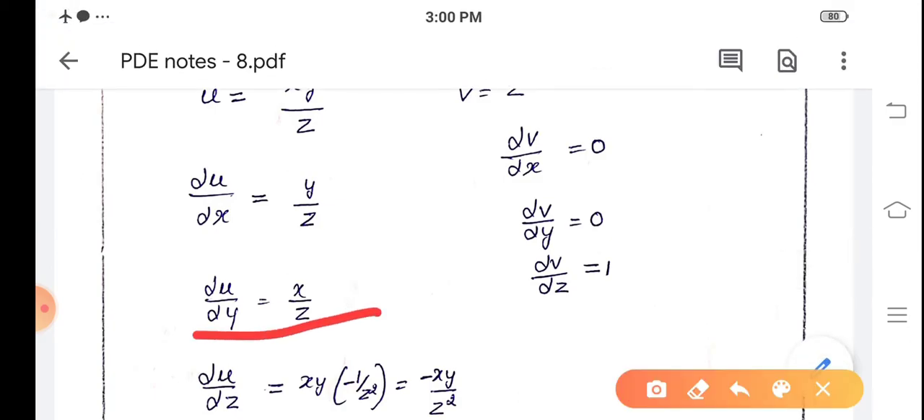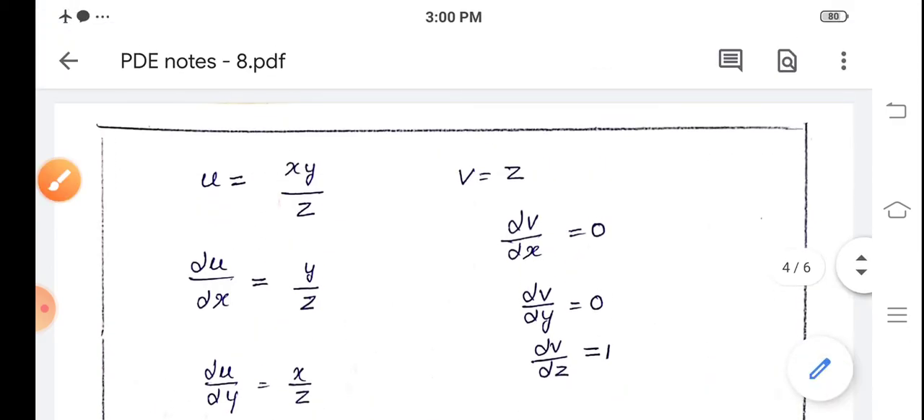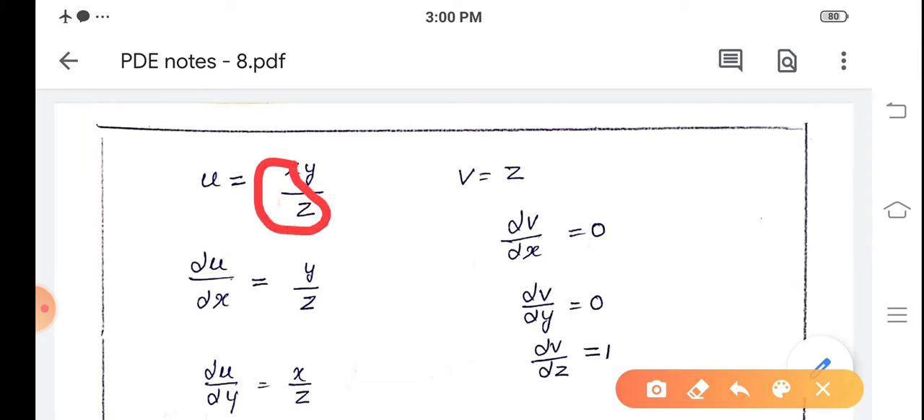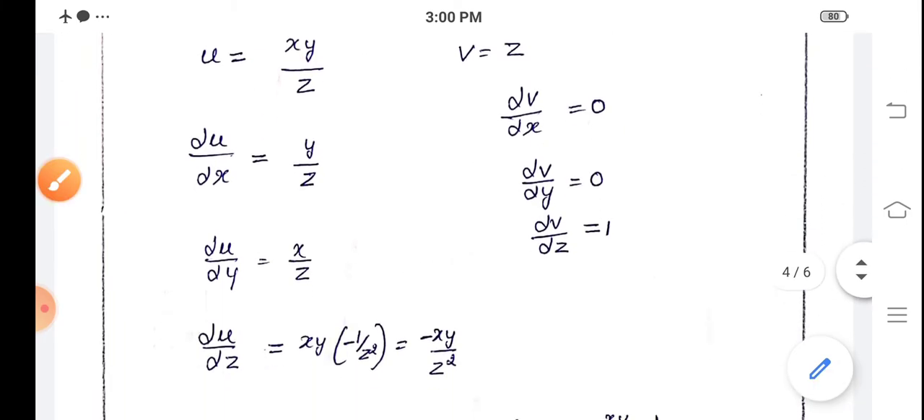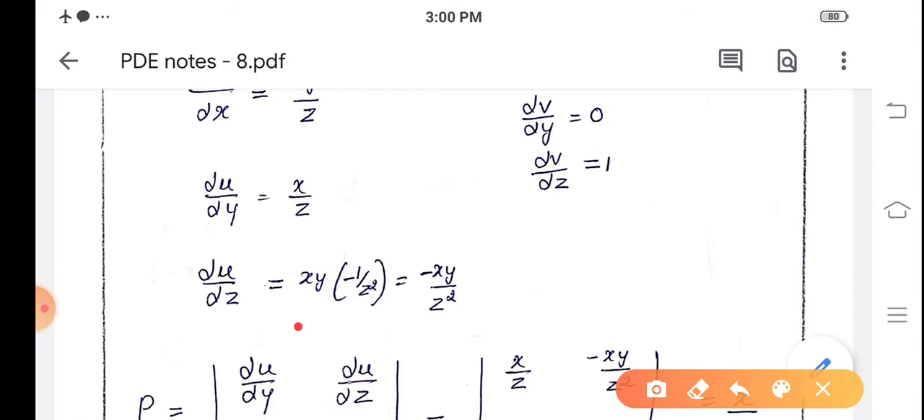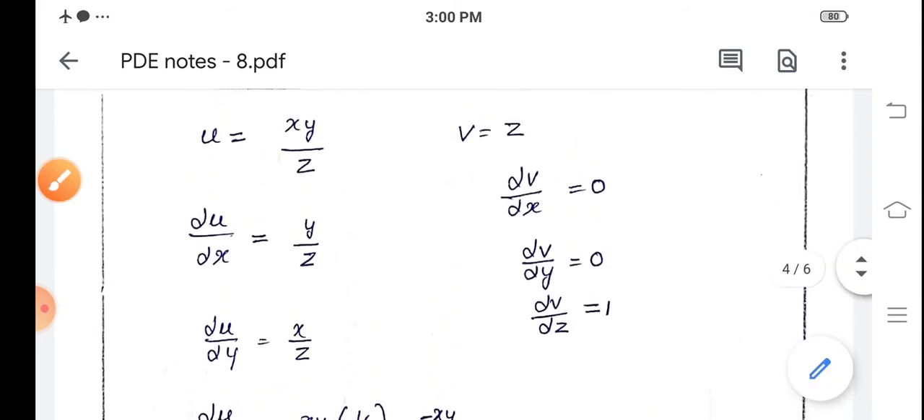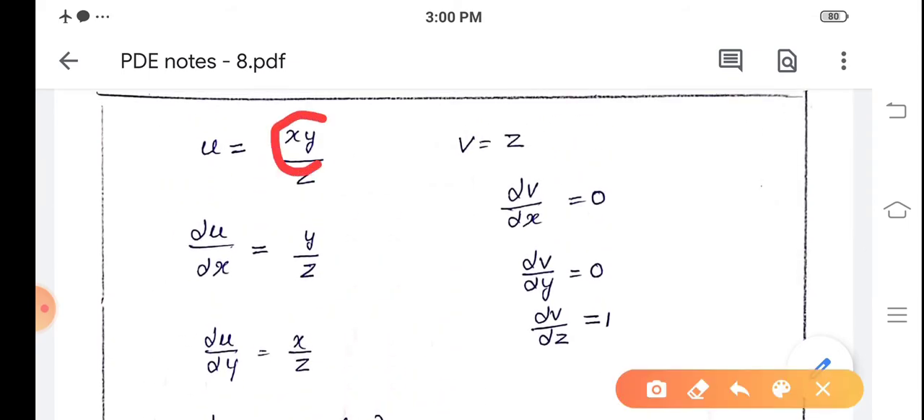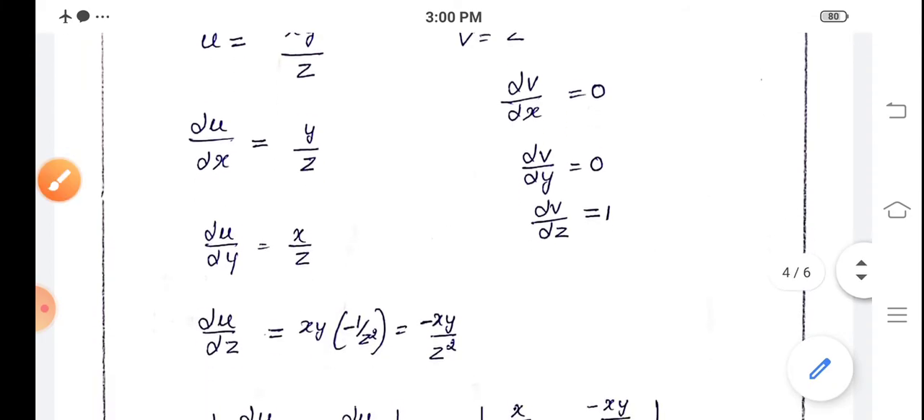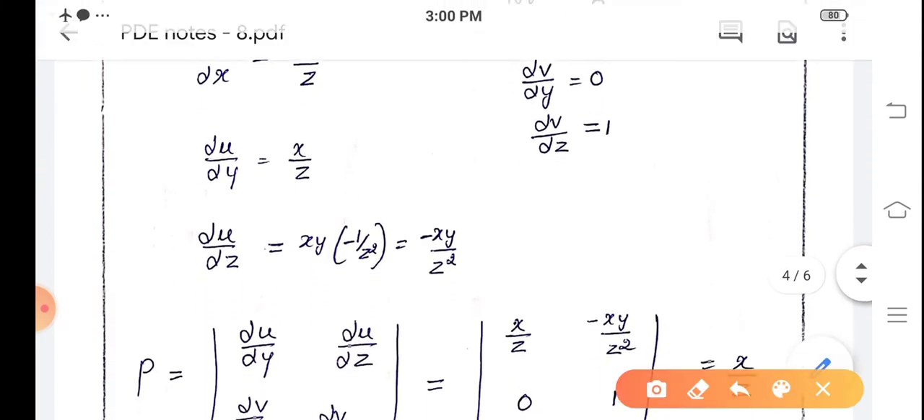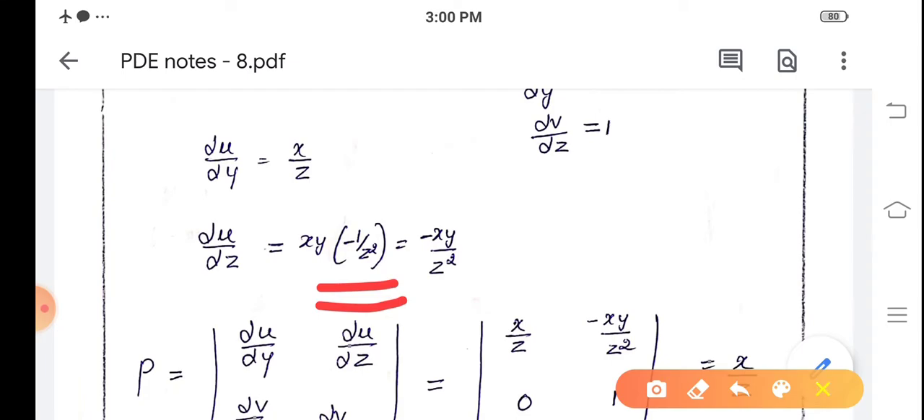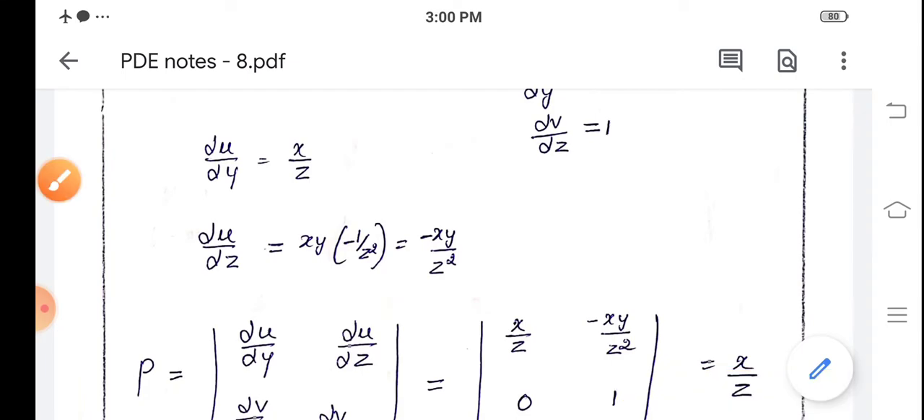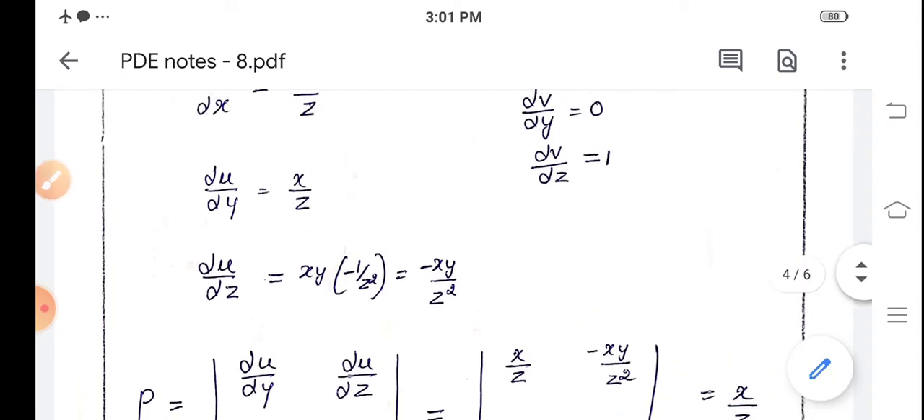Similarly, partial derivative of u with respect to y. With respect to y, x and z are constant. So, x by z into derivative of y is 1. Next, partial derivative of u with respect to z. For u with respect to z, numerator term xy is constant, then we differentiate 1 by z with respect to z. That will be minus 1 by z square. So, we are getting dou u by dou z equal to minus xy by z square.